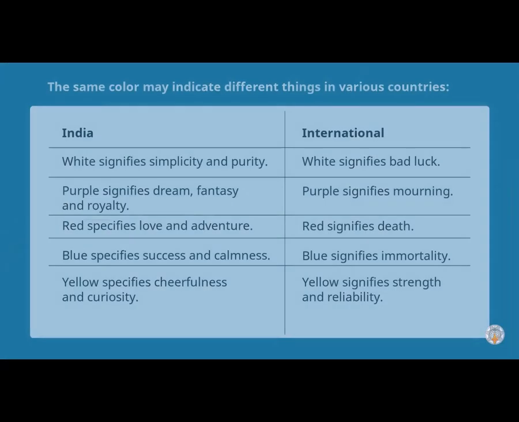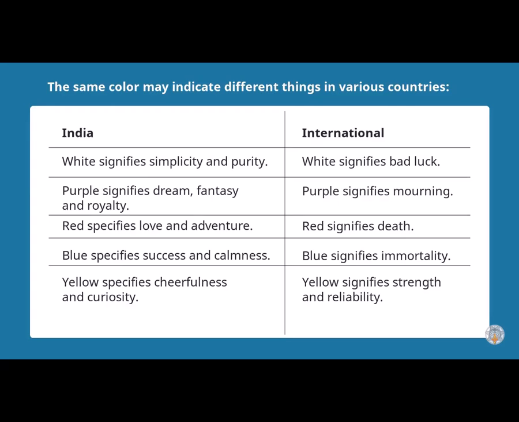In various countries, the same color may indicate different things. In India, white signifies simplicity and purity. Internationally, white signifies bad luck. In India, purple signifies dream, fantasy, and royalty. Internationally, purple signifies mourning.